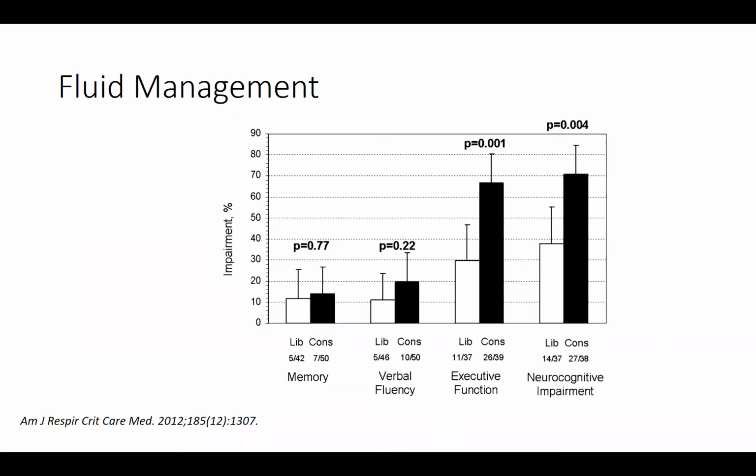But there was a subgroup analysis later on, a follow-up to this study, that showed that people in the conservative fluid strategy had more neurocognitive impairment later on. Now, it was a small number of patients, and this was done independently. After the fact, they decided to follow up on these people, and they only could get hold of a small number of them. And what they found was maybe it's associated with more neurocognitive dysfunction.